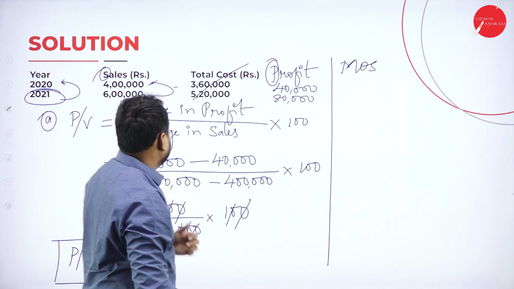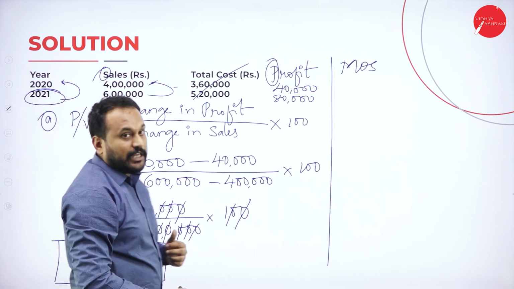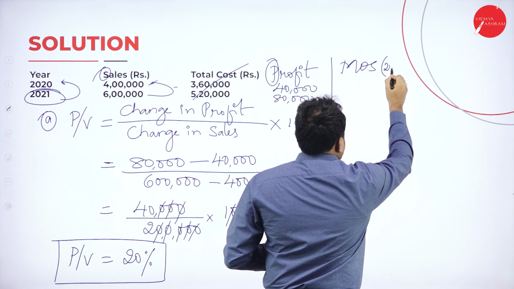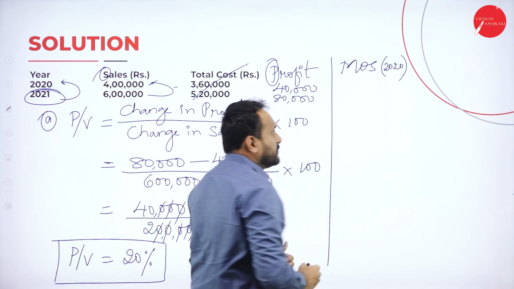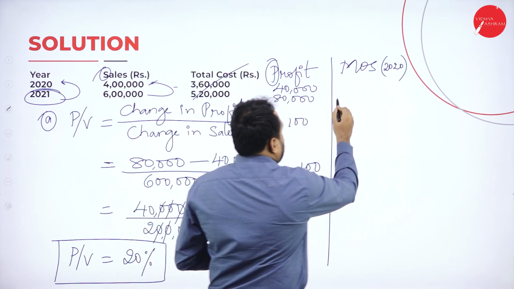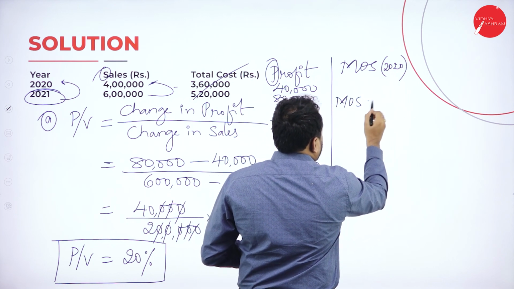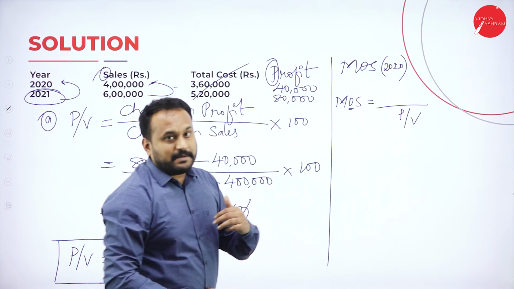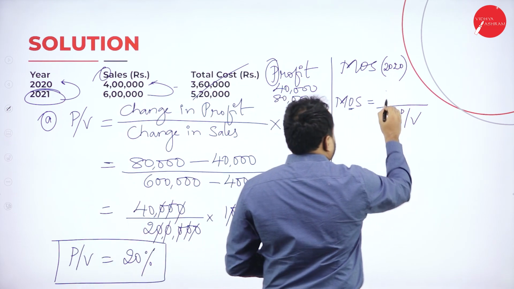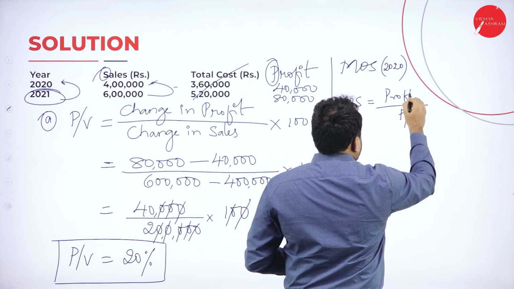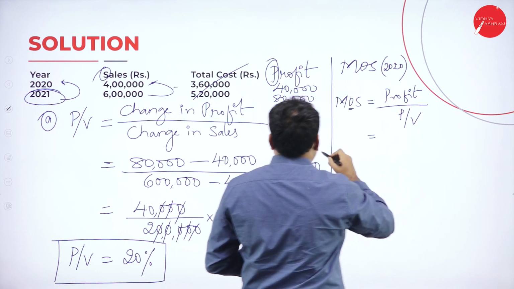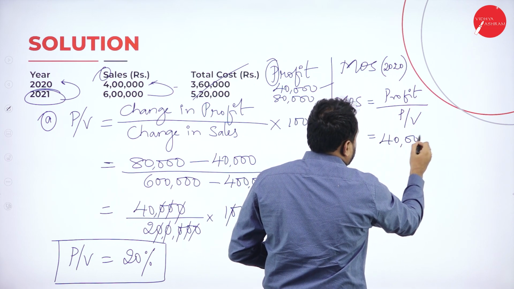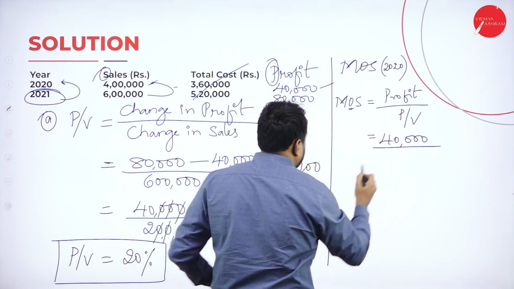So MOS I'll write. Now we are supposed to go with 2021 and 2020. So MOS for 2020. So what is the formula of MOS? MOS is equal to, the denominator is PV. After O, what will come? P. P in the sense profit. So this is how you will remember. So 2020, what is my profit? 40,000. So 40,000 divided by PV is how much? 20%.